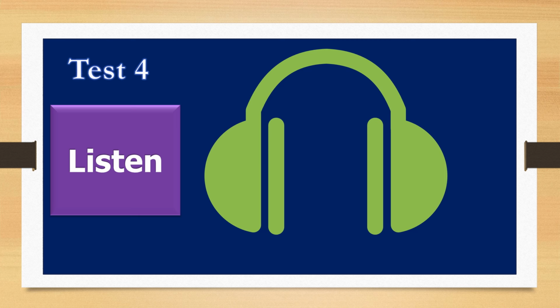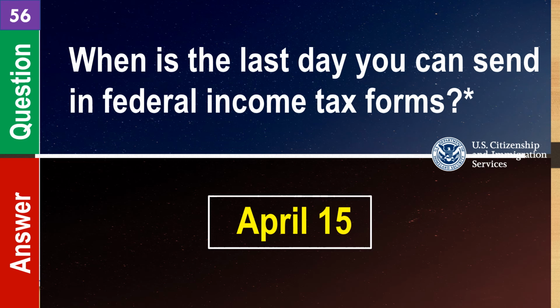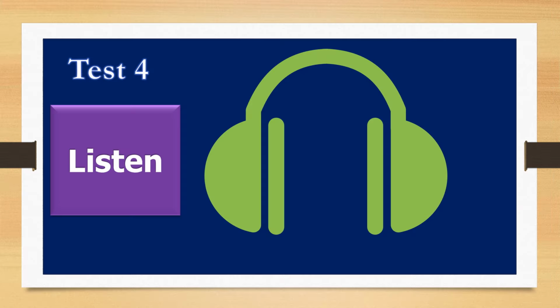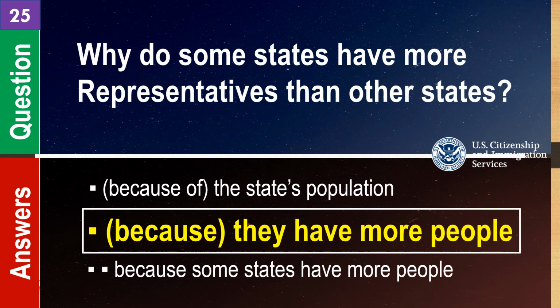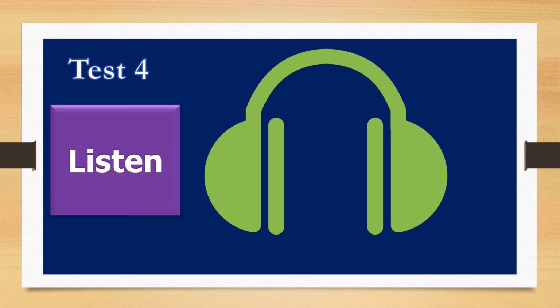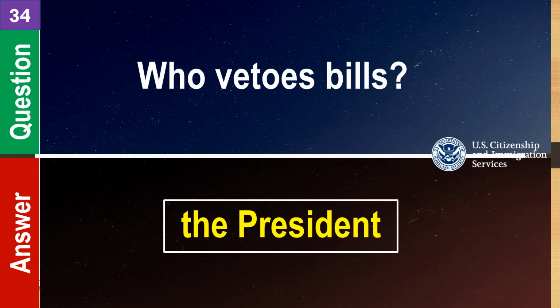When is the last day you can send in federal income tax forms? April 15th. Why do some states have more representatives than others? Because they have more people. Who vetoes bills? The president.